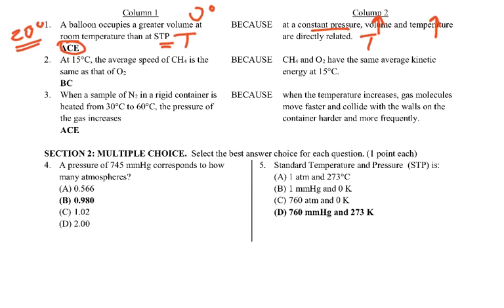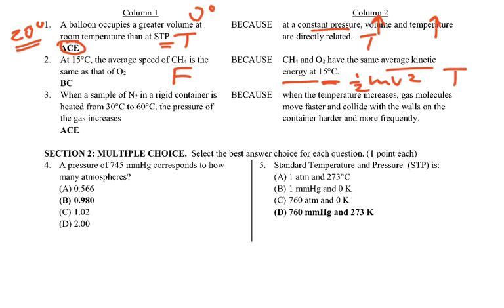Number 2, at 15 degrees, the average speed of methane is the same as that of oxygen. Absolutely not. That's definitely a false statement. The particles do not have the same mass, and so therefore they're not going to have the same speed. Now, CH4 and O2 have the same average kinetic energy at 15 degrees. That is true. Average kinetic energy is 1/2 mv squared, and that can be the same for both because the one with a larger mass has a lower velocity and vice versa. So there's a false and a true.